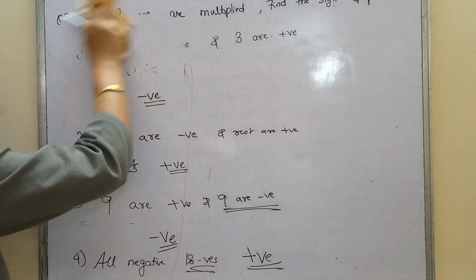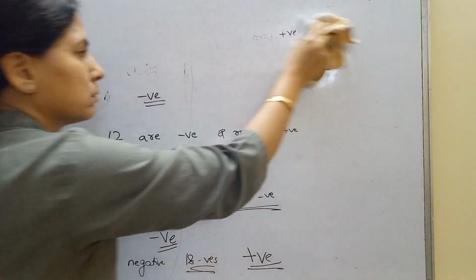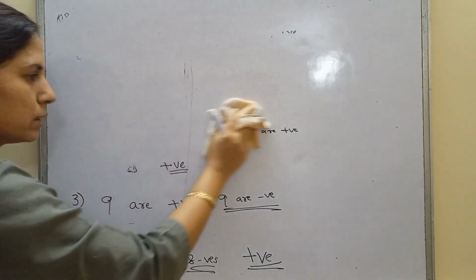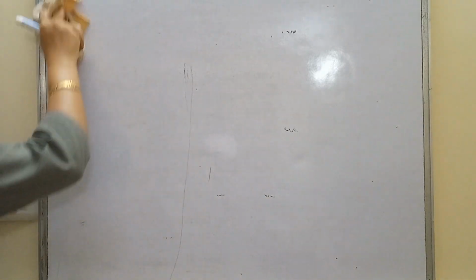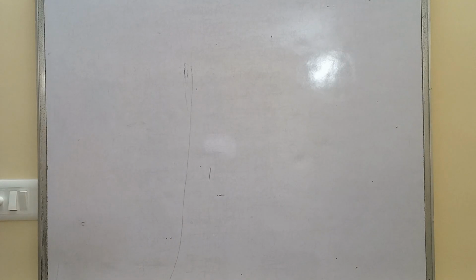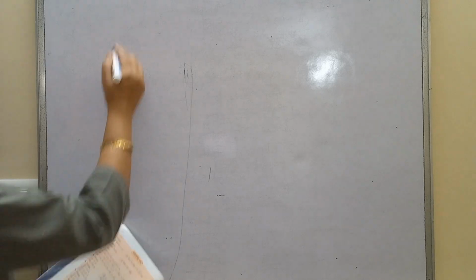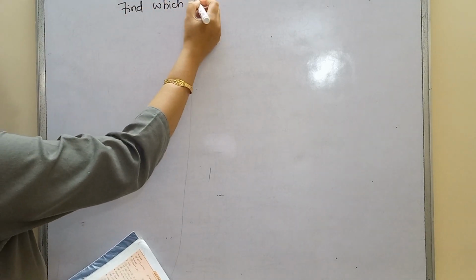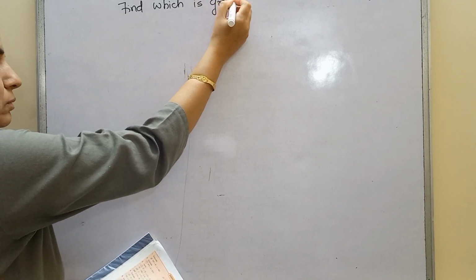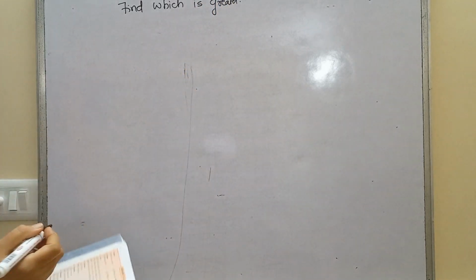Find which is greater. Now greater and smaller, you know this, the crocodile sign. But when it comes to negative and positive integers, in negative integers, the smaller number is bigger and the bigger is smaller. Wait, I'll explain why. Find which is greater. Greater means bigger.